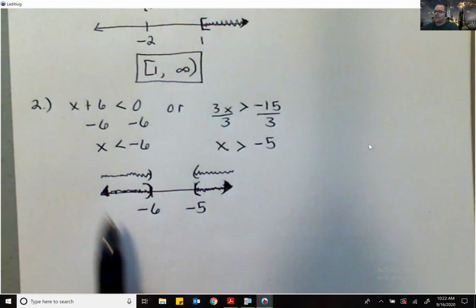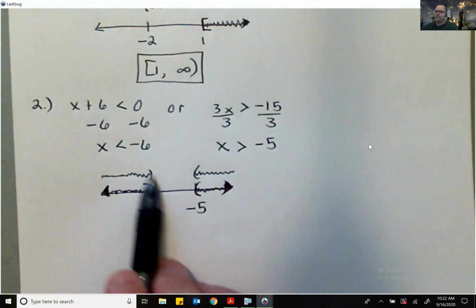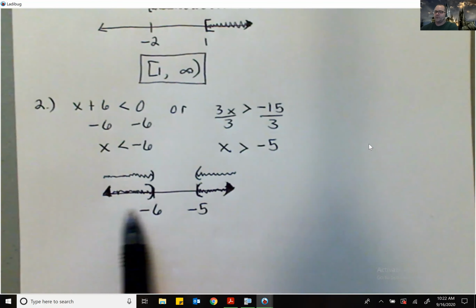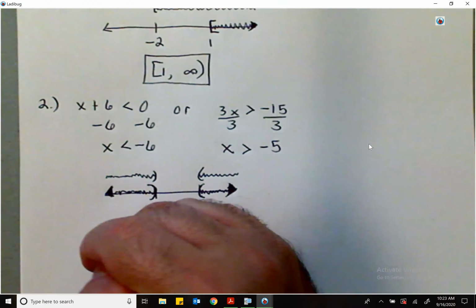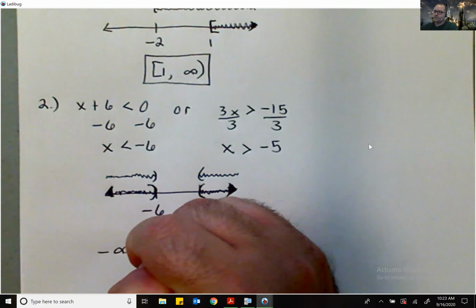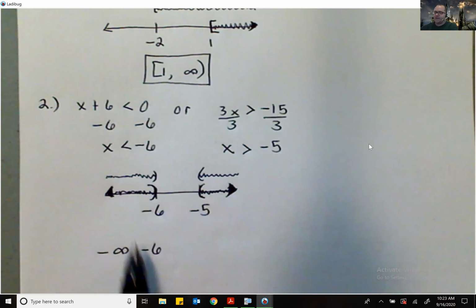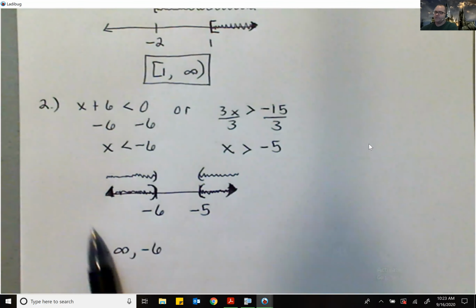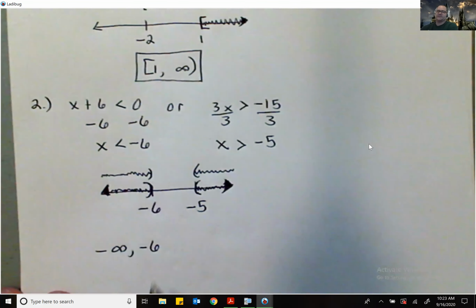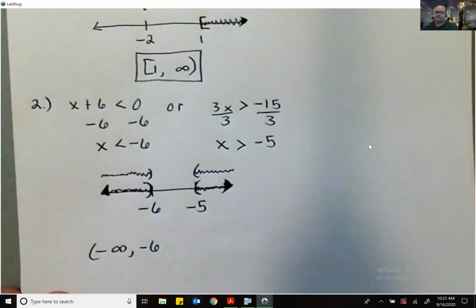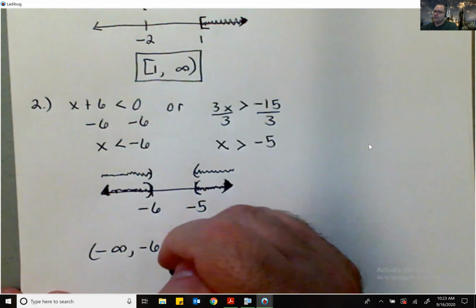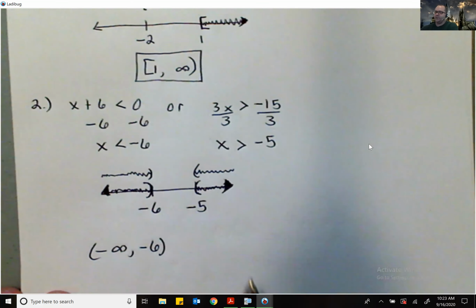Let's write this interval right here. So what does this interval look like? -∞, -6. Okay. Because this arrow represents -infinity and it goes up to -6. Bracket or parenthesis at -infinity? Parenthesis. Bracket or parenthesis at -6? Parenthesis. Okay.